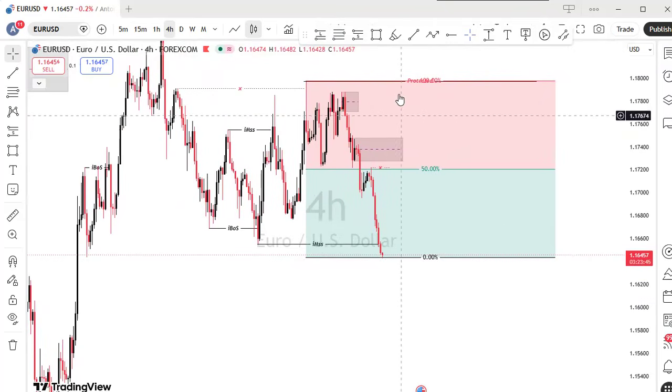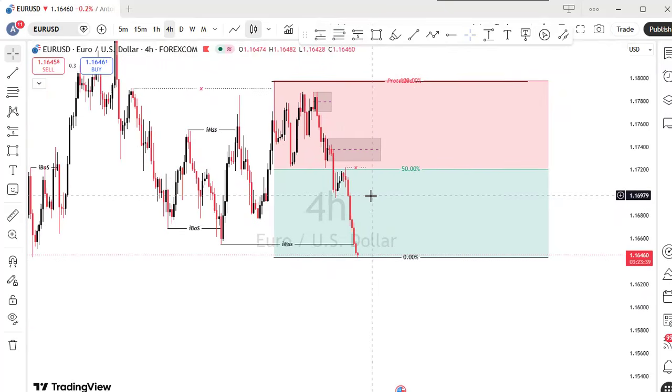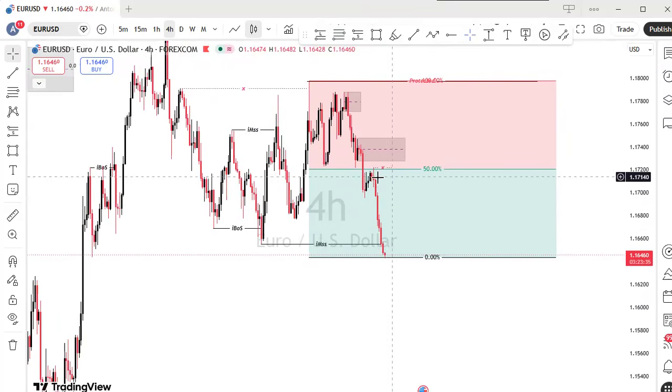You want to mark the point of interest that is resting at the premium. Anything that is below here is going to be an inducement, guys. Anything that is below 50%, it's an inducement. Don't even pay attention to that. Just focus on points of interest that are resting at the premium.